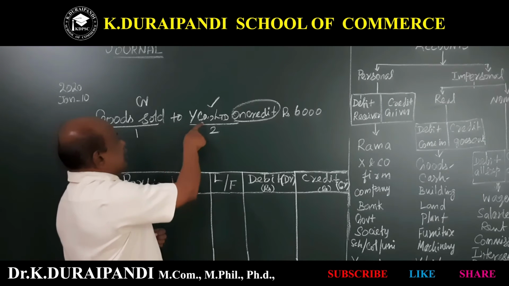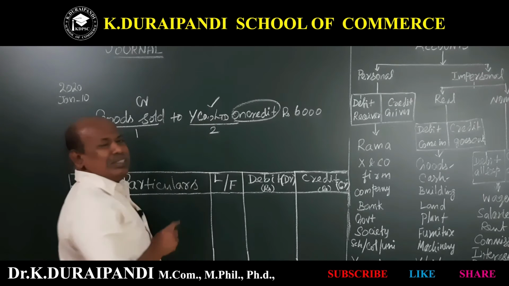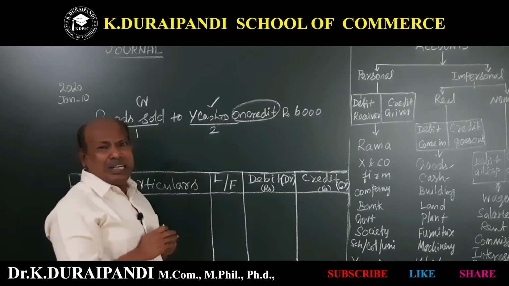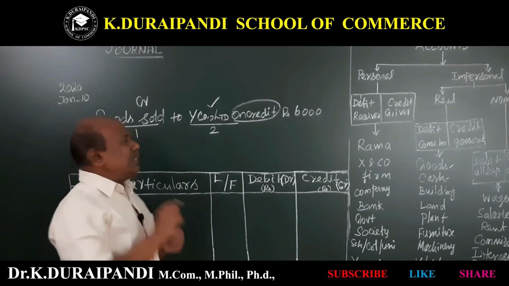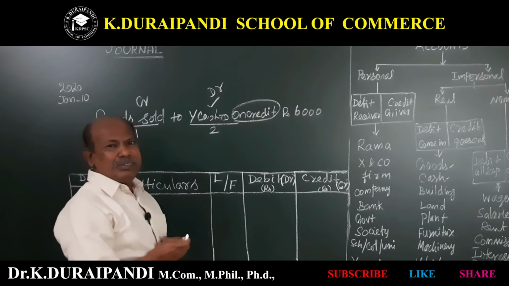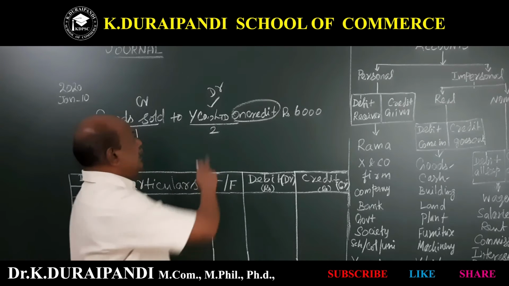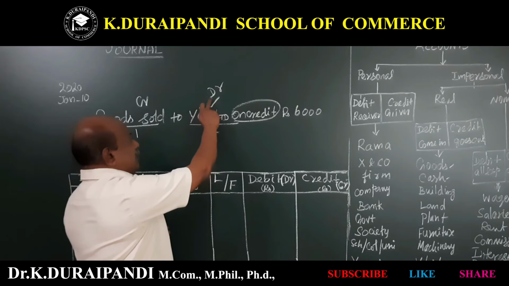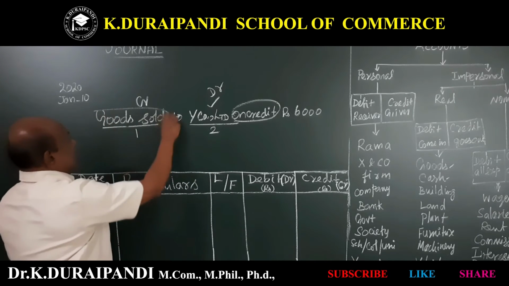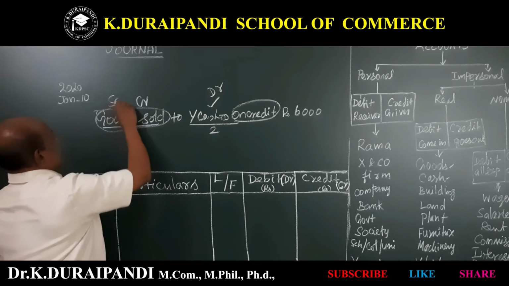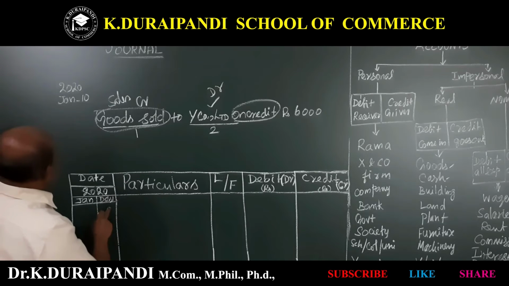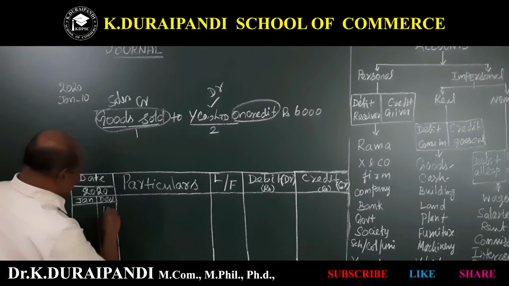Here we are selling goods to Y Company Limited. So Y Company Limited is the receiver of our goods. So debit the receiver, Y Company Limited should be debited. So write a journal. First we write the debit aspect, then the credit aspect. Goods sold means that is the sales. So you write in the date column January 10.